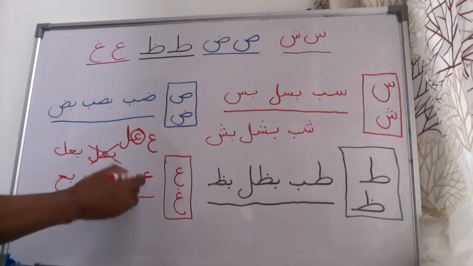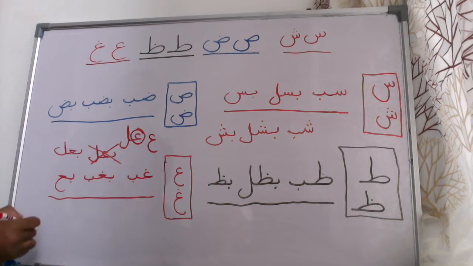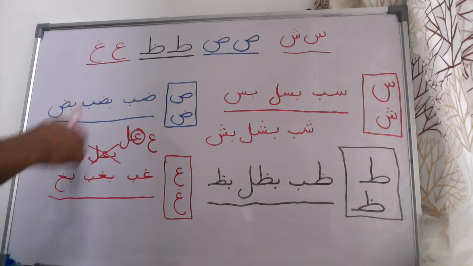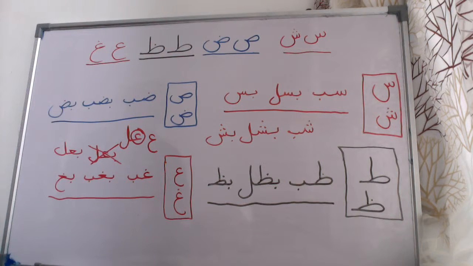And if it was a ghayn, it would just be the dot, like that. And there you have it: sin, shin, sad, dad, ta, dha, ayn, and ghayn. See you in the next episode for the next letters.